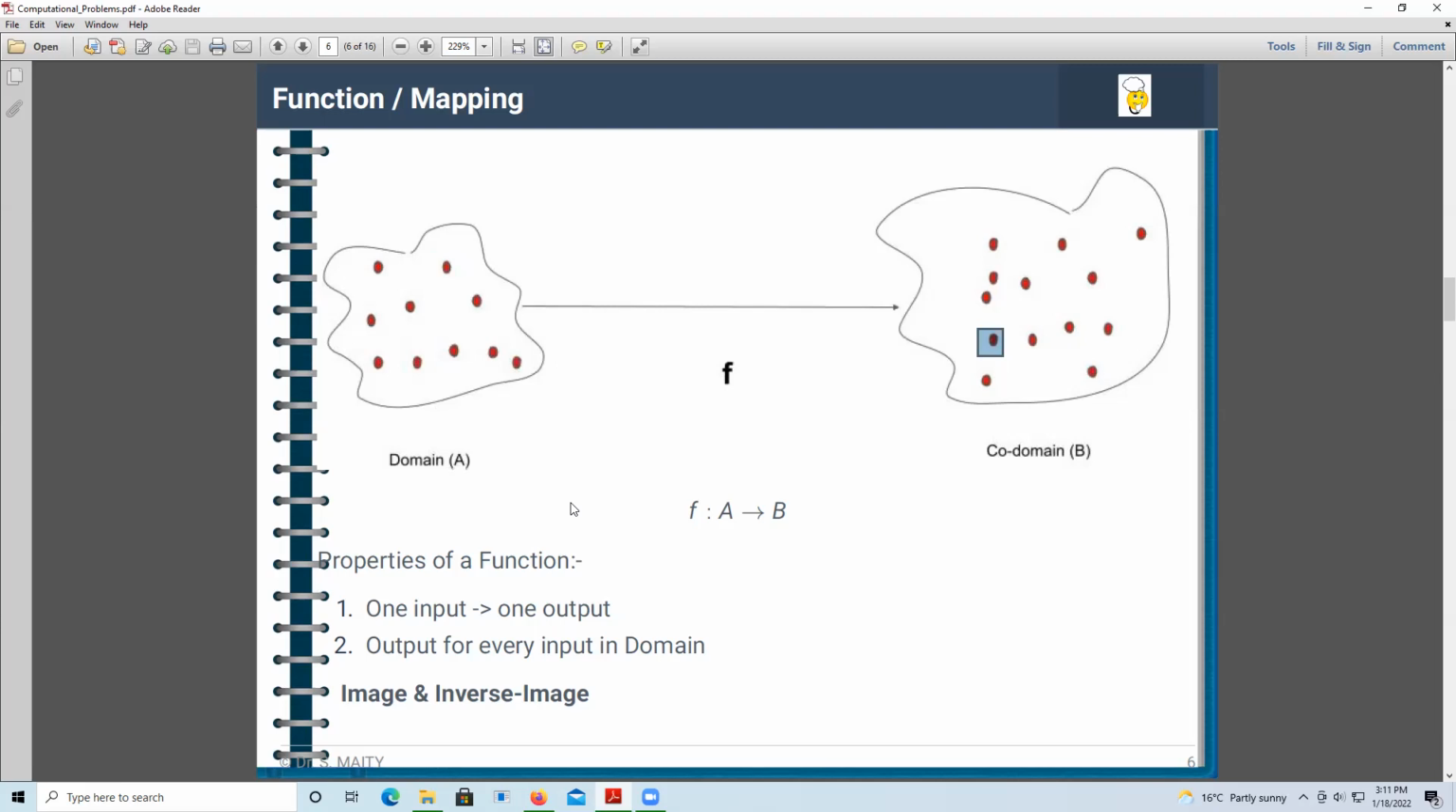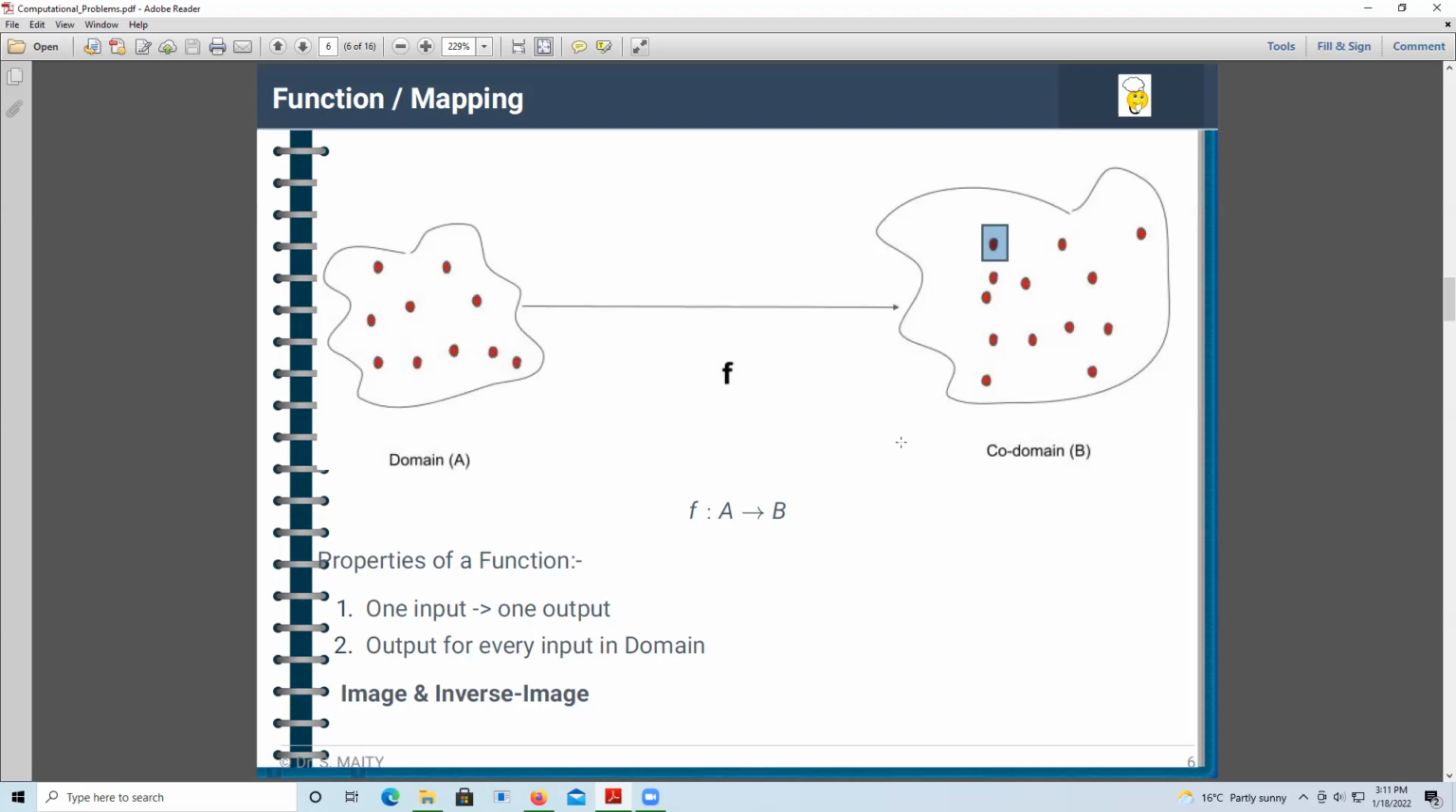The second property says that there must be an output for every input in the domain. So for any element you take from the domain, we must get an element in the codomain. For every input, it must produce some output. If you merge the two properties and state it in a single statement, how can we state it? For every input, we should get one and only one output. Or in other words, for every input, we should get exactly one, not more than one, not less than one. This is the property of a function.